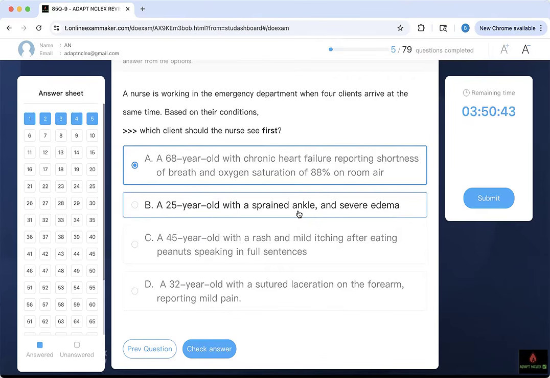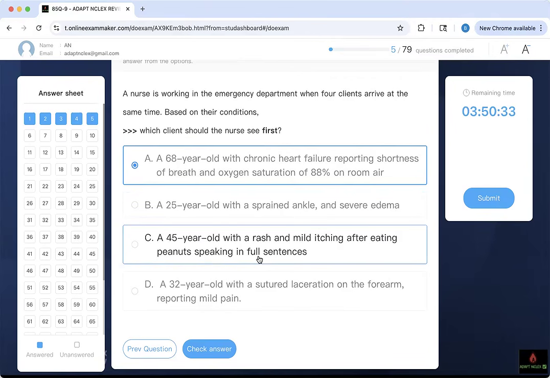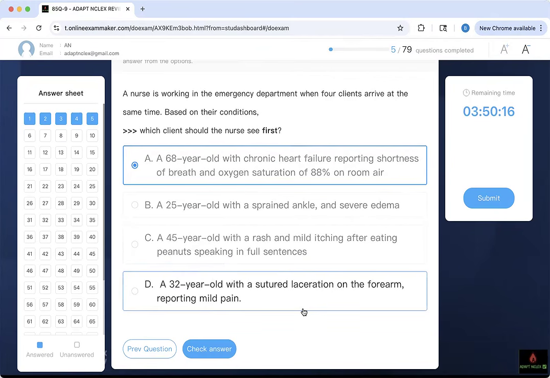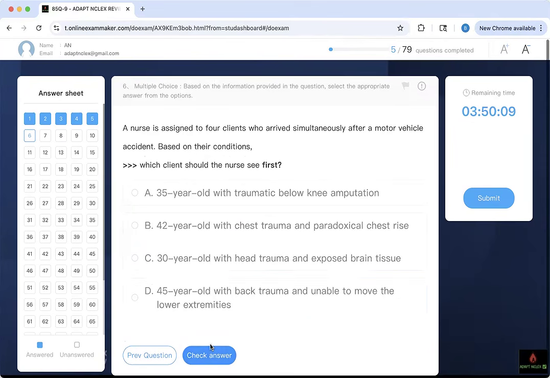The 45-year-old with the rash and itchiness after eating peanuts, it's not a good thing, right? But what is the answer choice that gives it away as not a priority? Patient speaking in full sentences. There's no airway issue right now. Client A is having an airway issue, so that takes precedence over somebody we think may be having an allergic reaction. Speaking in full sentences versus my saturation of 88 and shortness of breath, you have to see me. If you have a laceration that is sutured and there's no problem, we don't have to see you. So 1 is better.